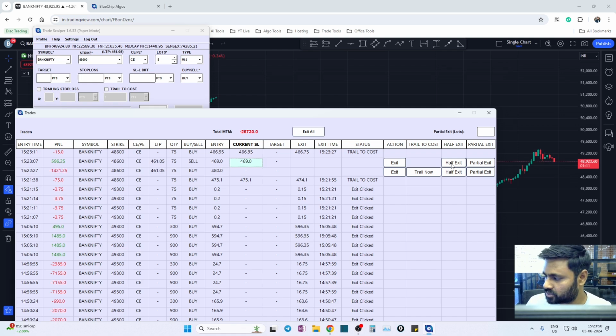And if I would like to do a half exit, then I can do half exit, and if I want to do partial exit, I can do partial exit. So I can do all these sorts of things, and these are again already available in the previous version.